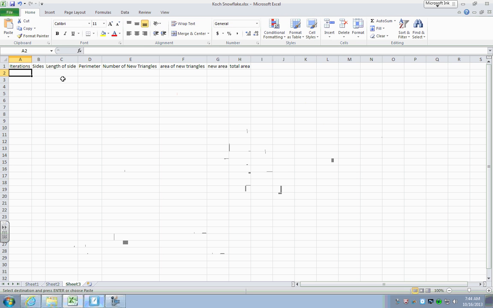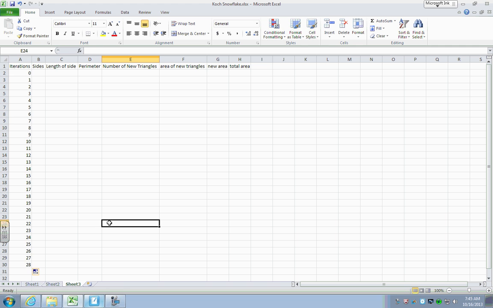Okay, iterations. We said we started with 0. Now we're going to go 1, 2, 3, etc. Here's a shortcut. Go to the next cell, hit equals, grab that cell, +1, and hit enter. So all we're doing is we're adding 1 every single time. Now you can grab the lower right corner and drag this down, and it'll add 1 automatically for you.